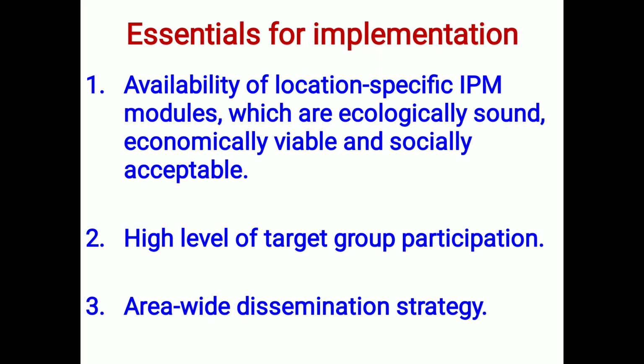Next, what are the essentials for implementation? As we discussed previously, you should provide a specific location to the farmers to implement the IPM module. Second, high-level target group participation. That means farmers first become aware of the utilization and advantages of the IPM module, and after awareness, groups of farmers unite together, make a group, and then use the IPM module to get a better result.